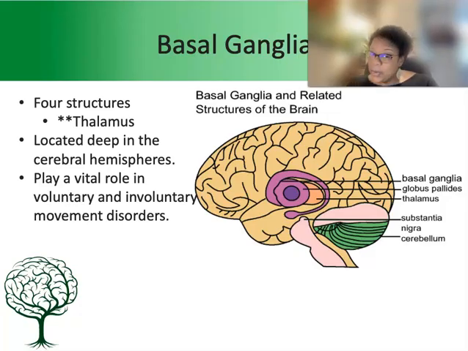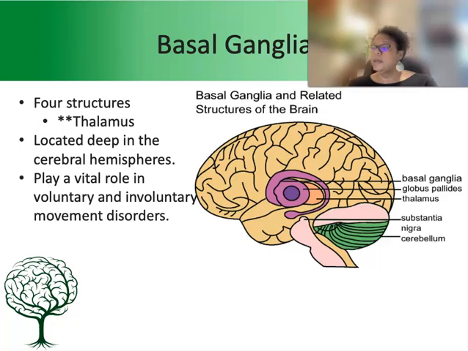And the reason I want you to know about it is that if you hear that there is damage to the basal ganglia, then you know that we're probably going to have an issue with voluntary and involuntary movement with the child. So that also could be balance as well. I'm trying to think, there's one more. Maybe I'm getting ahead of myself. Let's keep going. So make sure you review the basal ganglia, thalamus, and you know that it plays a vital role in involuntary movement and voluntary movement.